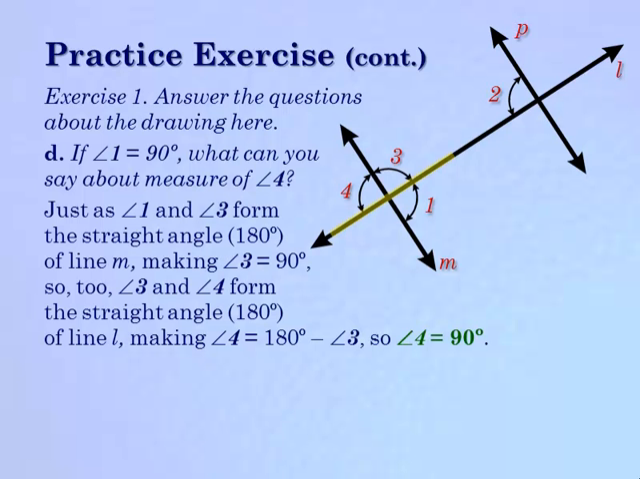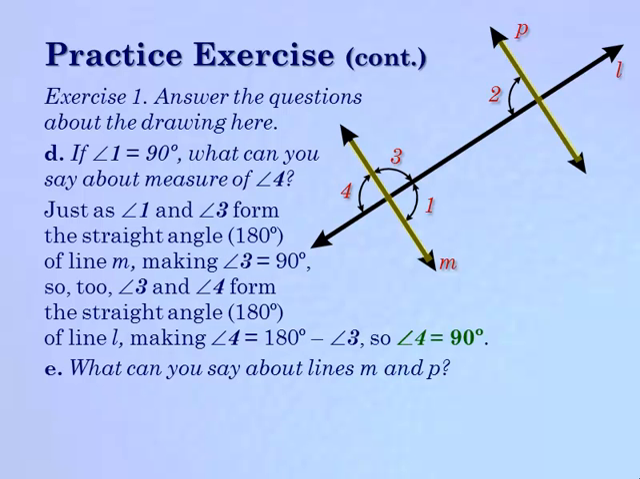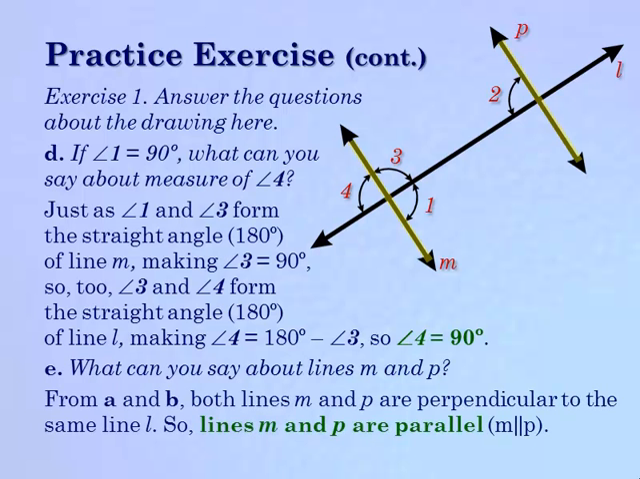So an interesting fact not covered in the text is that when you have two rays crossing each other like this, these opposite angles are always equal. So angle 1 and angle 4 are always equal. And angle 3 and this angle that's not labeled over here. And there is one more part to this. What can you say about lines M and P? These two distant lines here. Both lines M and P are perpendicular to the same line, and that just happens to make lines M and P parallel. And there again is the symbol that you'll see that M is parallel to P.